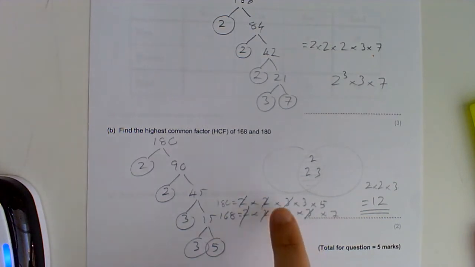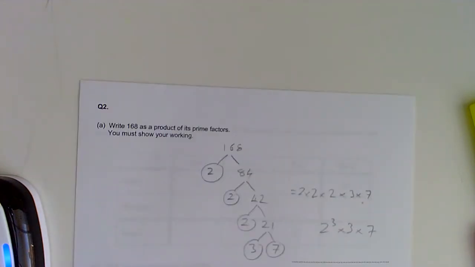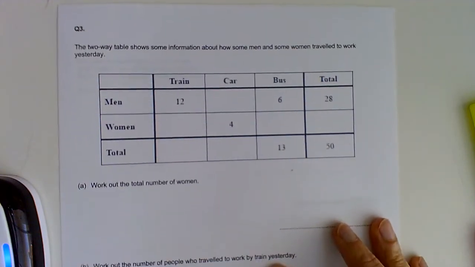Okay, if you did that a different way, if you're using a different method, that's absolutely fine, as long as you get your answer to 12. Right, so hopefully you're all right with that one. Let's have a look at question 3.